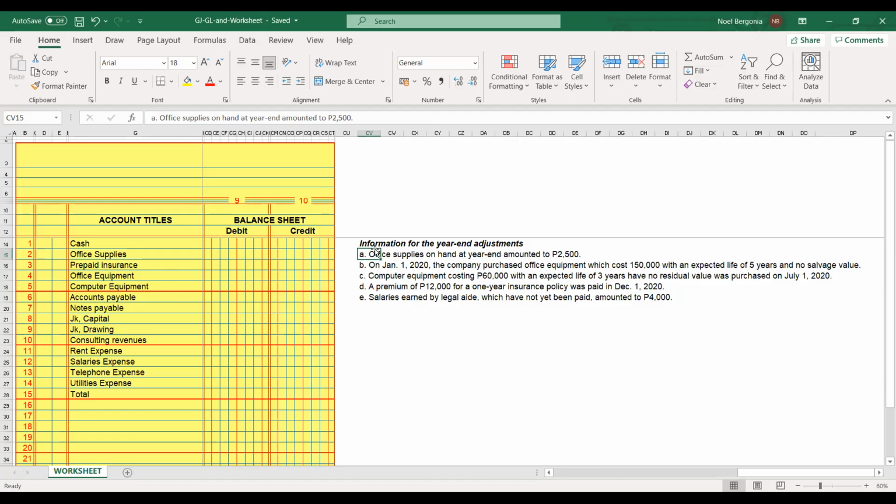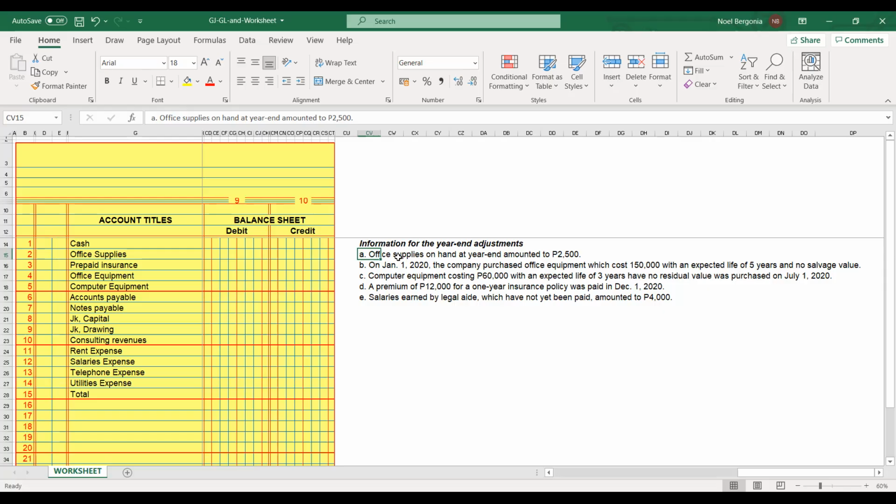Tignan natin. Letter A, office supplies on hand at year end is 2,500. So office supplies, hindi ba? This office supplies is actually what? A prepaid expense. Prepaid expense po yan. Advance payment po yan. Binili natin, hindi pa natin nagagamit. May natira daw na 2,500.